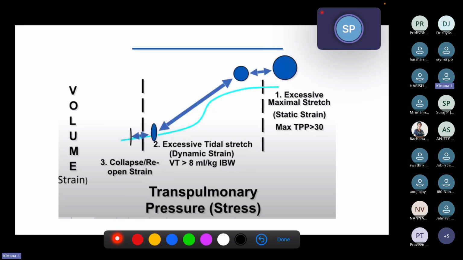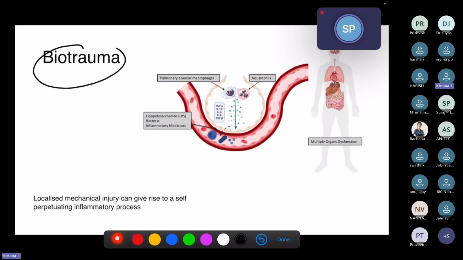Now the concept of biotrauma. This injury to the lung is not just limited to the lung tissue. Whenever there is injury to the lung, the epithelial cells are going to release inflammatory mediators. These inflammatory mediators will act like chemoattractants. They will get all the inflammatory cells to migrate from the blood vessels into the alveolar lumen, which will again lead to an inflammatory cascade, ultimately leading to the release of cytokines.